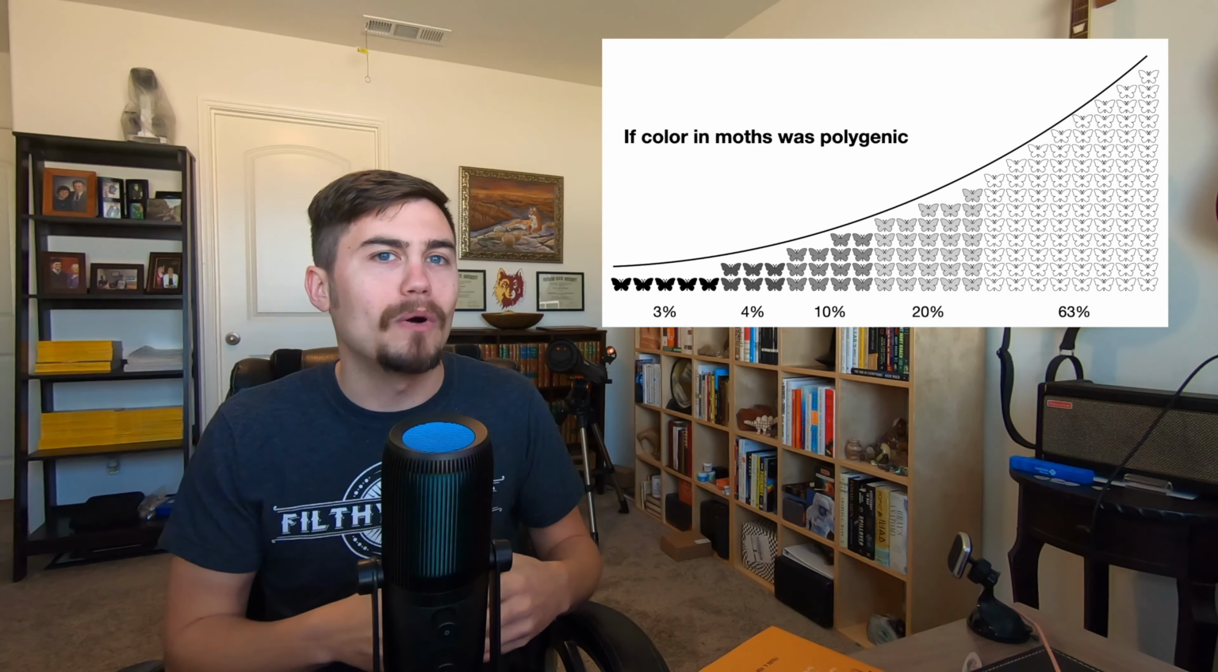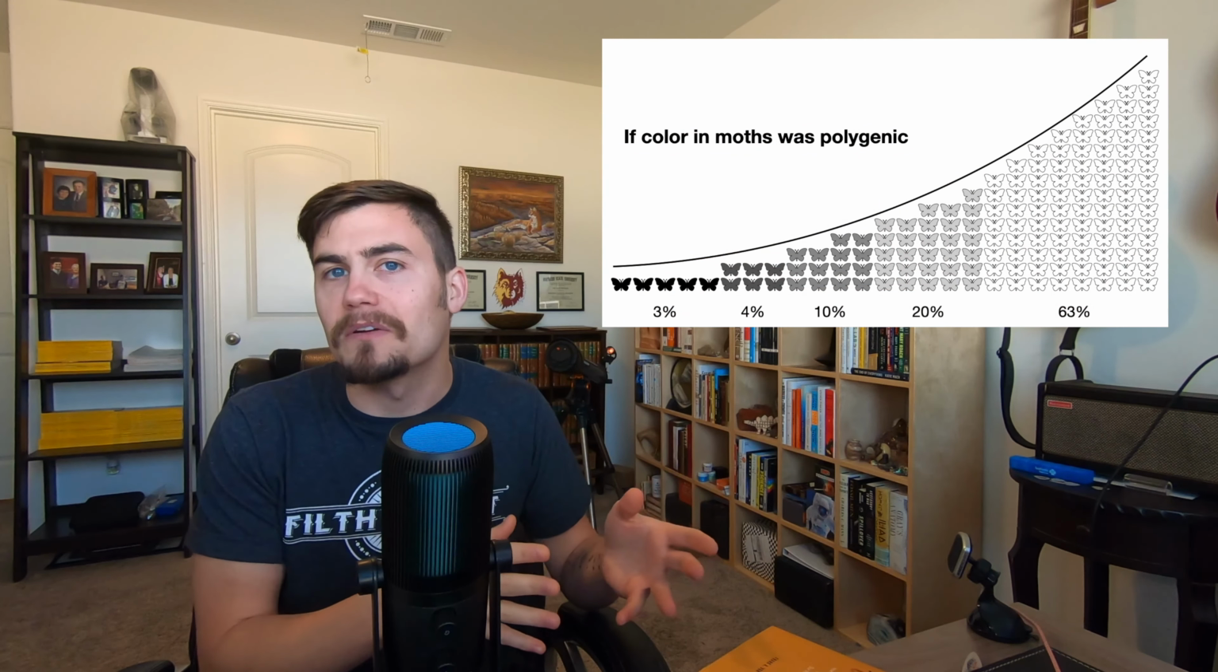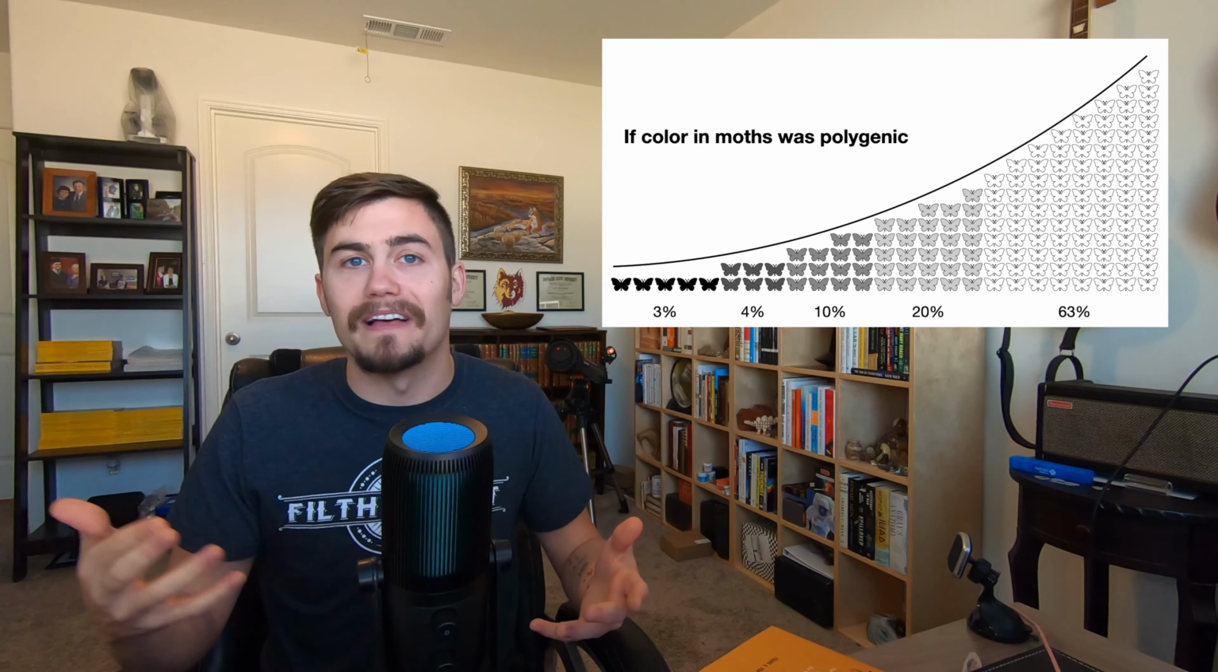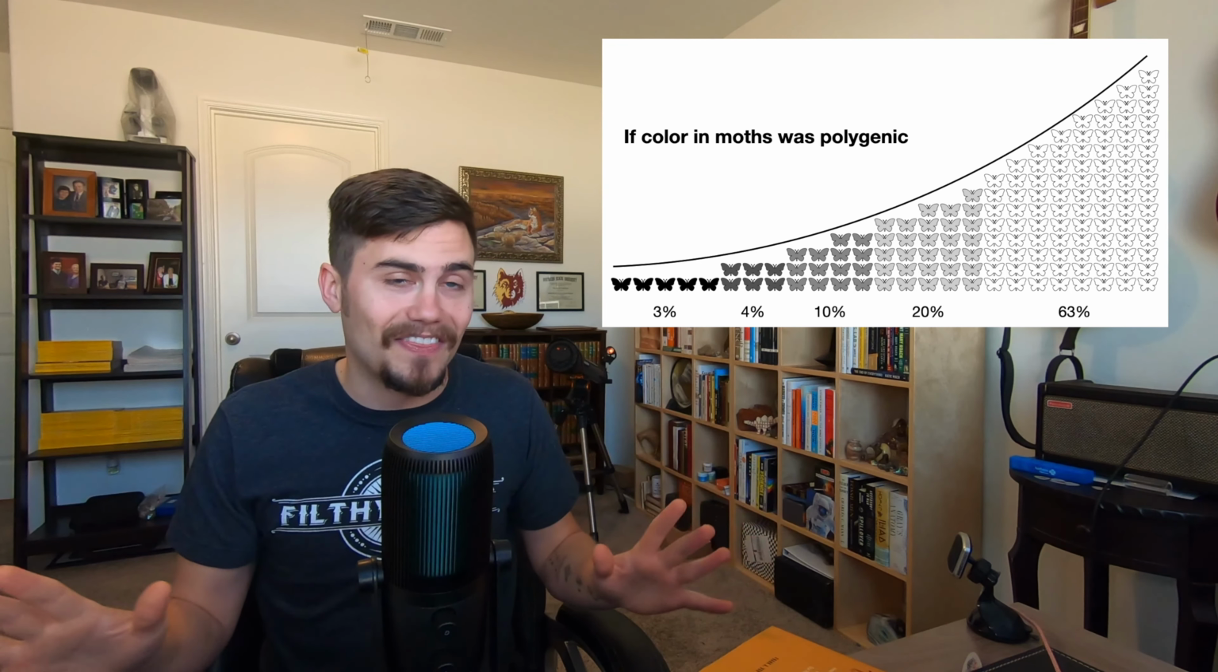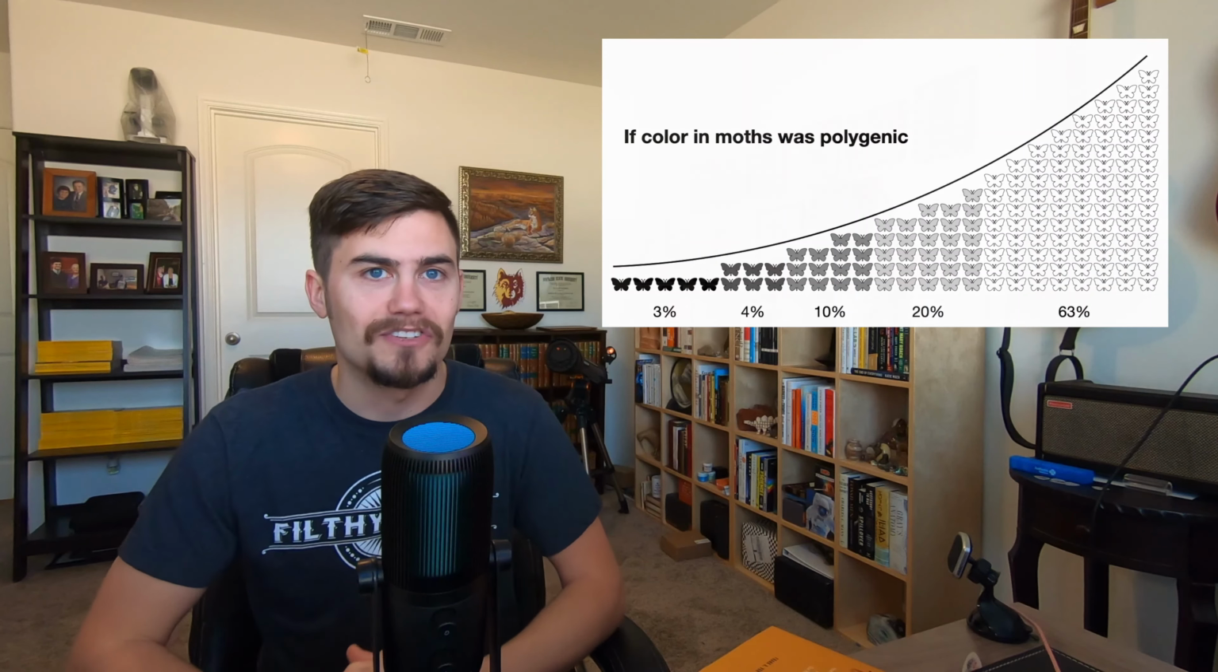If the pigmentation trait was polygenic, then we should expect to see a range of pigmentations in these moths. If the trees are unpolluted, you would expect to see mostly white moths, and each pigment that was darker would become gradually less common. But again, that's not the case because it's a single gene trait.